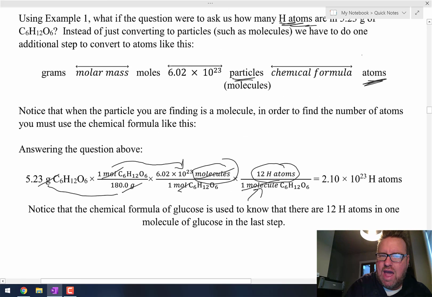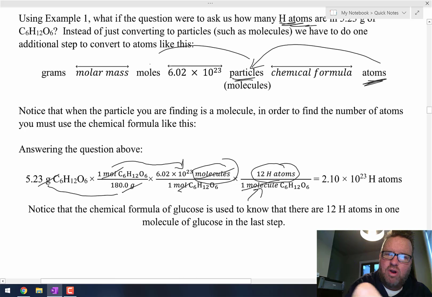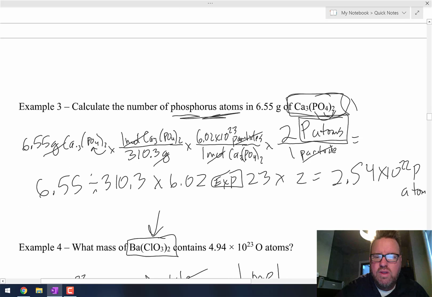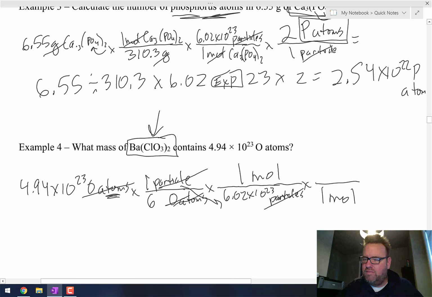and again, remember guys, I'm just following this map right here. I'm using this atoms to particles, and then I did particles to moles using 6.02 times 10 to the 23rd. And then to go from moles to grams, I have to use the molar mass. So my last step is I have to get the molar mass of barium, which is 137.3. And then there's 2 chlorines, so that's 35.5 times 2. And then there are 6 oxygens, so plus 16 times 6, which is 304.3 grams in 1 mole.